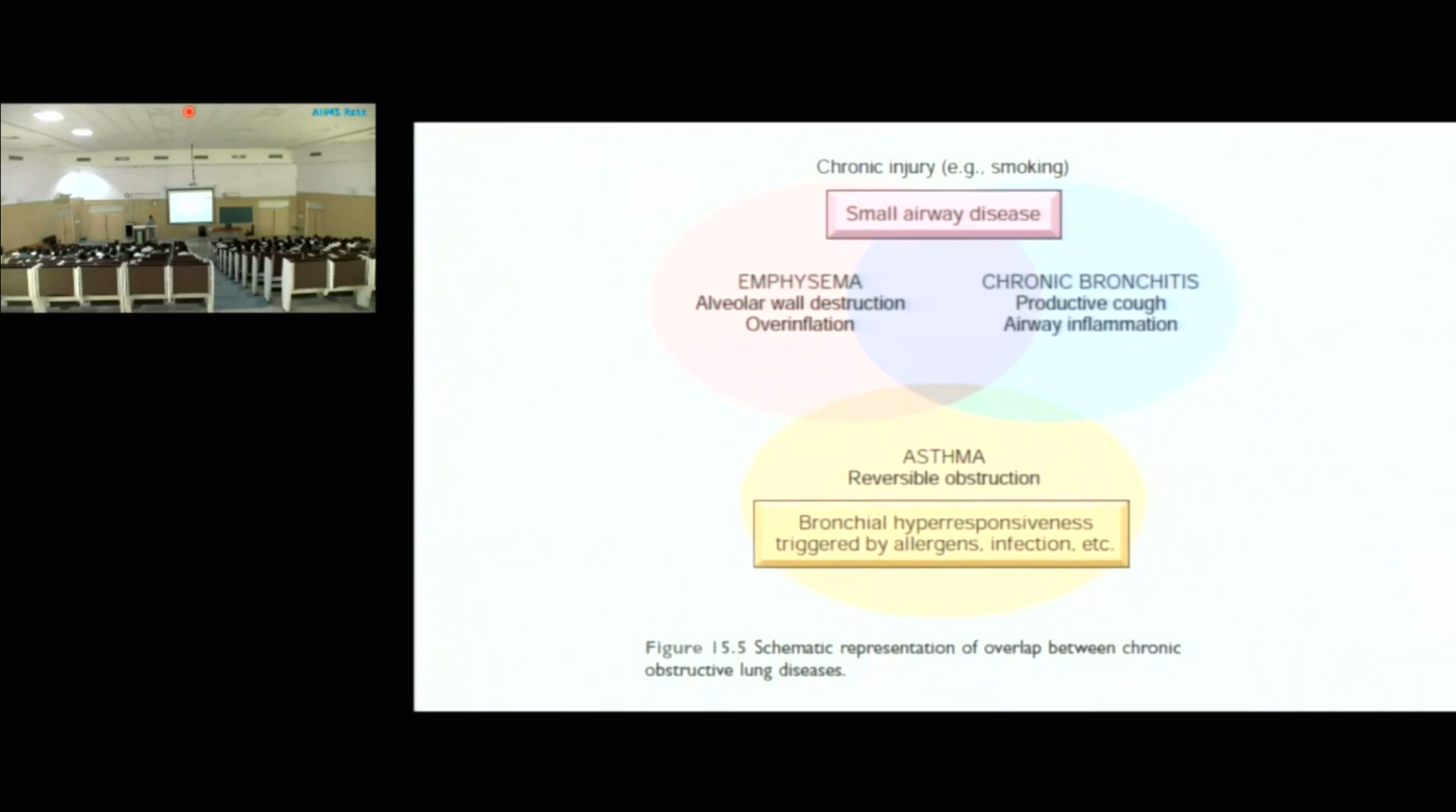So as I told you, COPD consists of the majority 3 parts: chronic bronchitis, emphysema, and asthma. In bronchitis, the patients will have productive cough and airway inflammation, while in emphysema there will be alveolar wall destruction and overinflation, and in asthma there will be reversible obstruction, due to bronchial hyperresponsiveness.